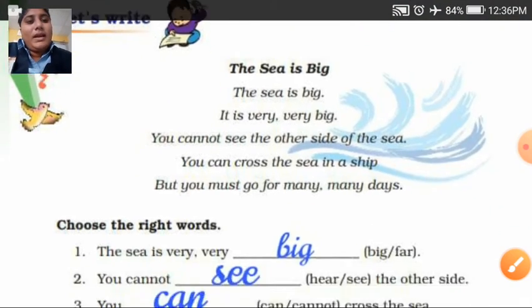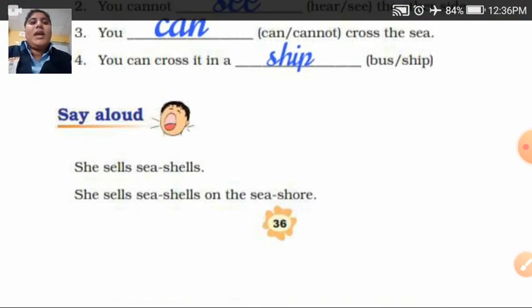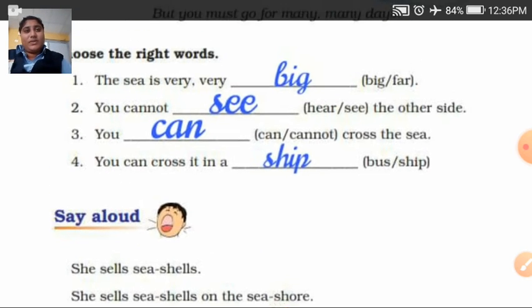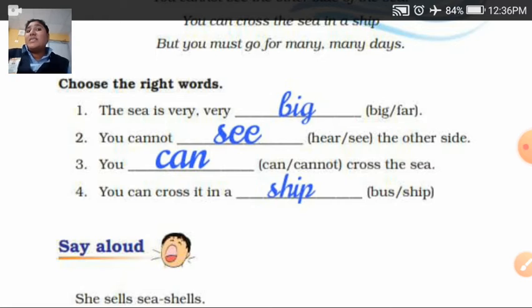So we did that. After that, we have a tongue twister. Well, let's see this first properly. The sea is a very big place. You cannot see the other side. It's not like we cannot hear the other side. You can or cannot cross the sea. We can cross the sea. Now it's very possible to cross the sea by big ships and boats.